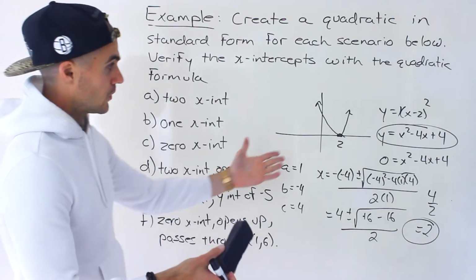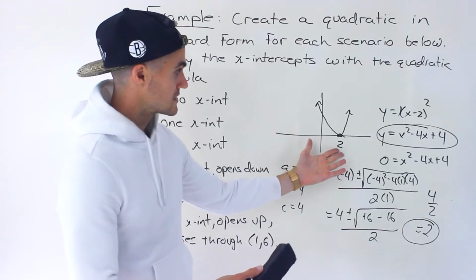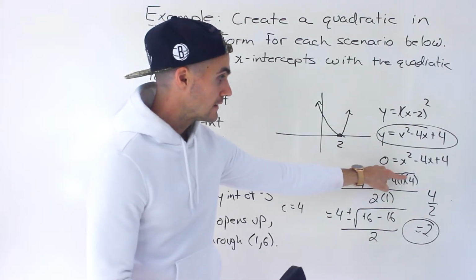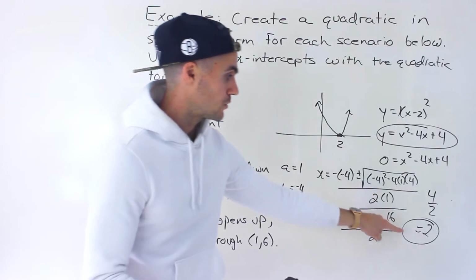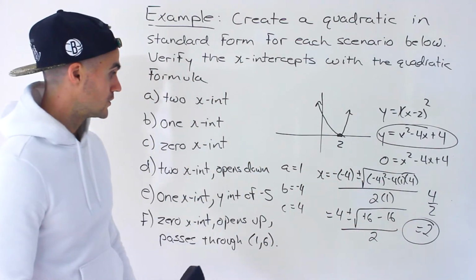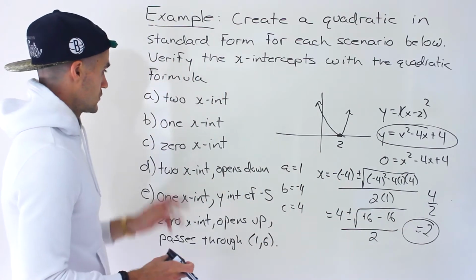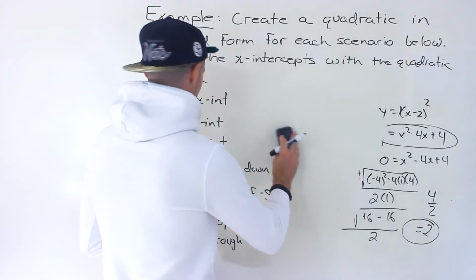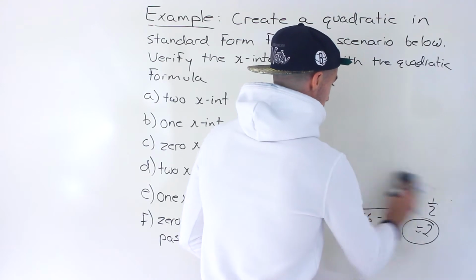We first came up with the quadratic with 1 x-intercept of 2 over here. Then we verified finding the x-intercepts with the quadratic formula, and we only got one value of 2. Moving on to part C, this one is saying that there are going to be 0 x-intercepts.